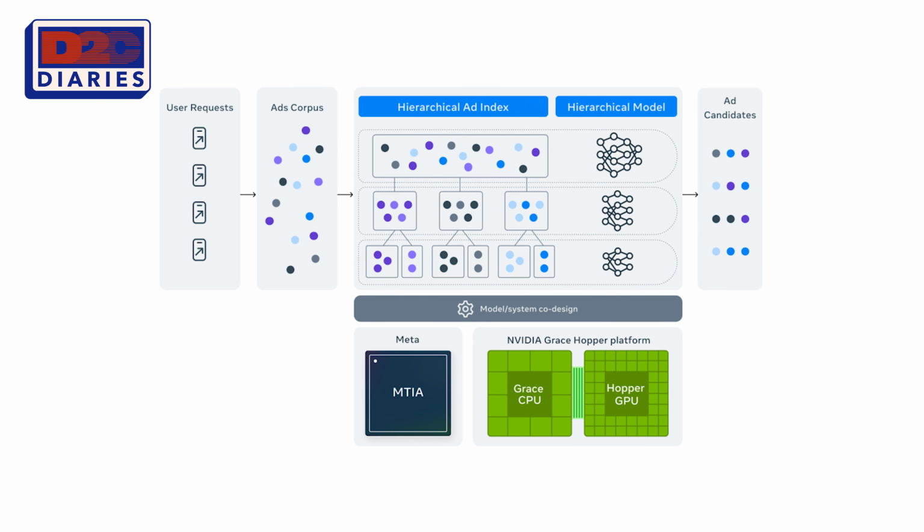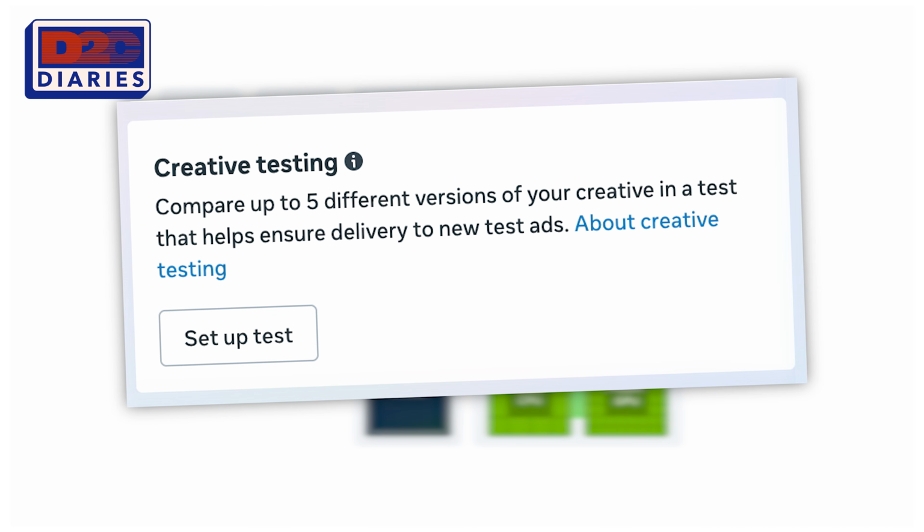Forget everything you knew about creative testing and performance creative on Meta, because Meta just flipped the script. The algorithm has evolved and creative diversity is now the name of the game. In today's episode of D2C Diaries, we break down exactly how to win and thrive in this new era.